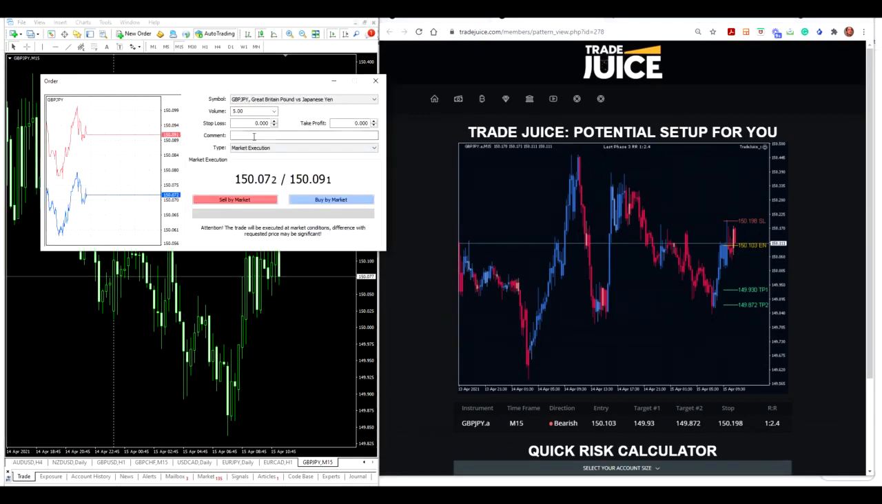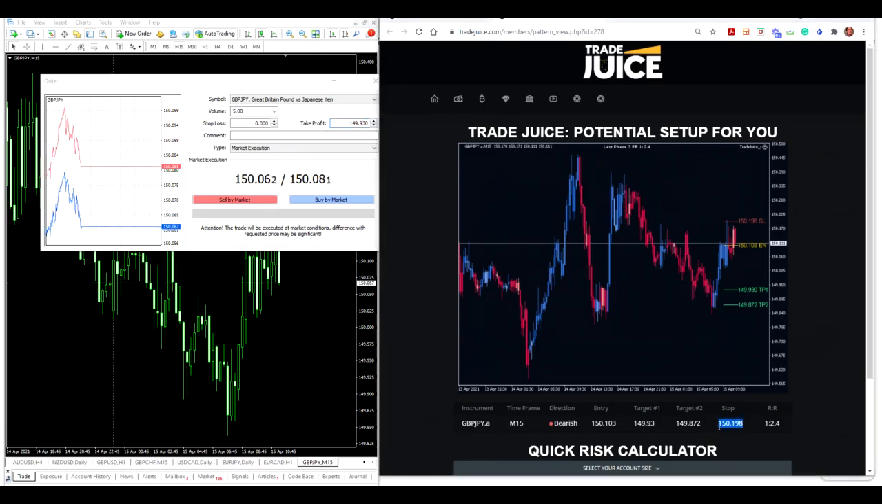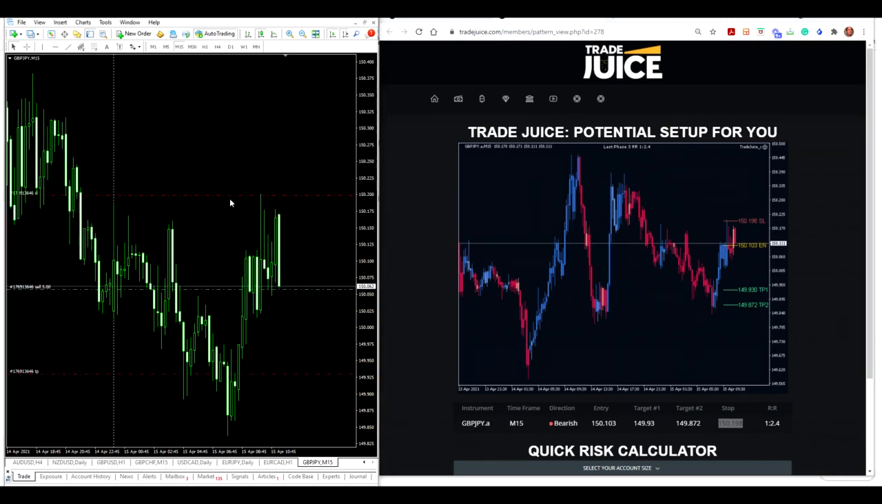So I'm going to enter a market execution order now. I'm going to set my target, and I'm going to select my stop. Go bearish. Put in here. Stop is set up here. Take profit target is here, as indicated on the trade platform. So I'll be back to keep you posted on developments here.